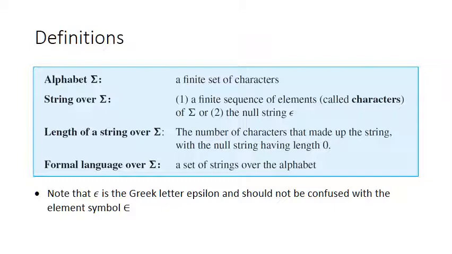And then we have the length of a string over sigma, so that's just simply the number of characters that are in the string, and the null string has a length of 0. And then we have a formal language over sigma, so that is a set of strings over the alphabet that someone defines for you, or you can define it yourself. It's just a set of strings. So note here that epsilon, that is the Greek letter epsilon, should not be confused with the element symbol. They do look quite similar. In fact, I believe that the element symbol actually used to be an epsilon, but then it sort of evolved into its own symbol. So try to keep those separate.